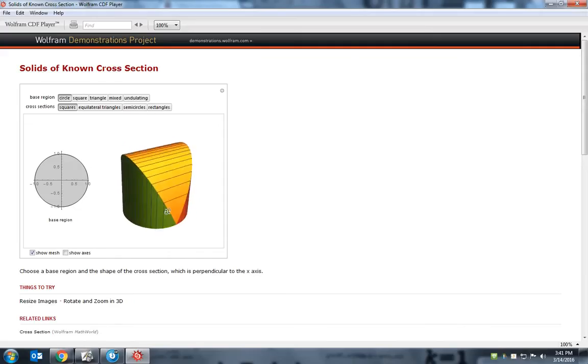Okay, so moving this around, you could do this at home. It kind of helps you understand what these pictures look like. Like right here, you see the base region is a circle. So if I looked at the base region, it is a circle.